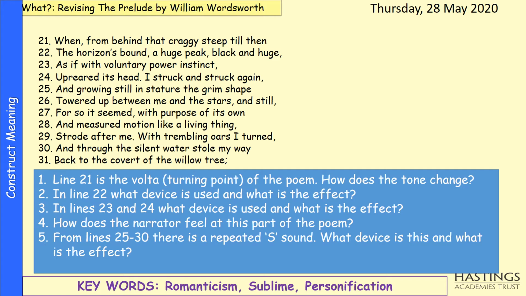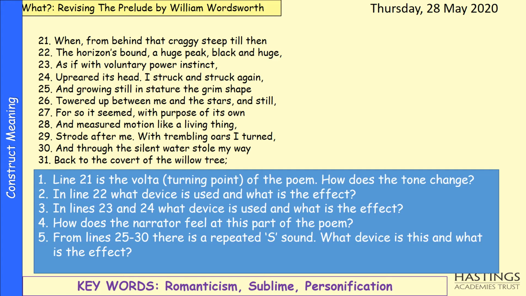We've got question 4. How does the narrator feel at this part of the poem? Okay, so we can see that he feels quite scared and terrified, and almost in a panic. So on line 24 there, he says, I struck and struck again, and growing still in stature, the grim shape towered up between me and the stars. So he struck and struck again. It's like he's trying to get away. He's in a panic. He's trying to row quite fast, which contrasts again to how he was rowing earlier.